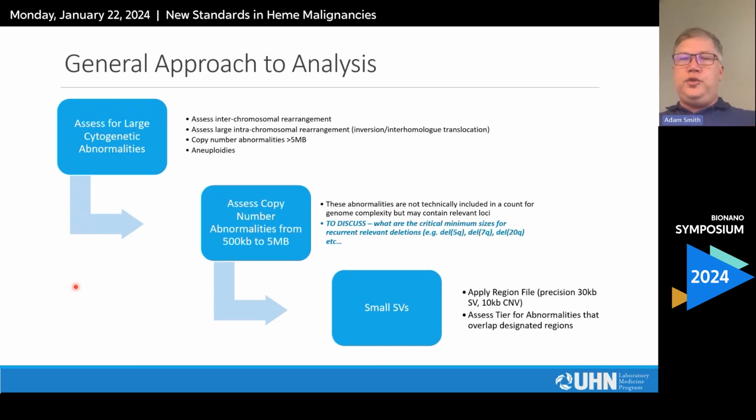These are the small dot SVs in the circos plot. There's usually a fair number of these, and we want to be able to assess them quickly to see if there's anything relevant. And what we've been using is a region file.